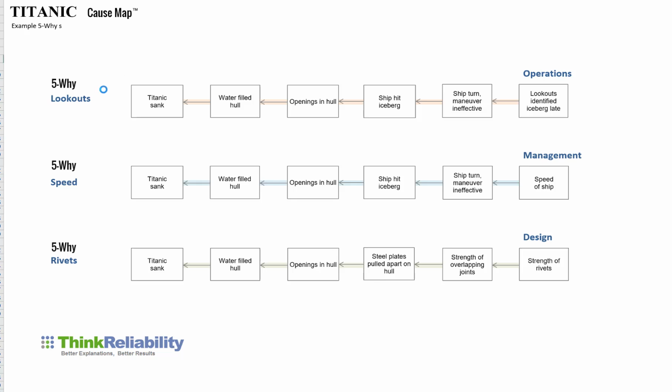Each one of these 5Ys is accurate. It's not an issue of who's right and which two people are wrong. All of this information is accurate. The key is that even though people see the problem differently, they have different points of view, it doesn't change the incident. The Titanic incident happened a particular way.